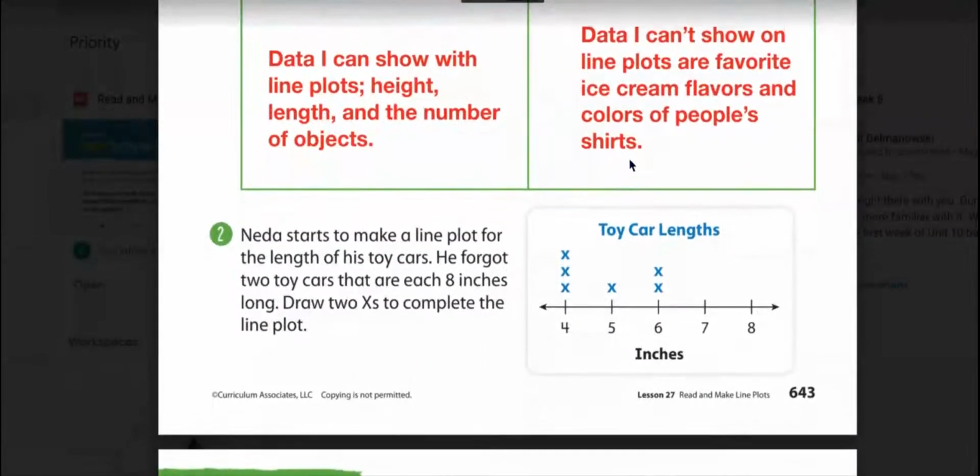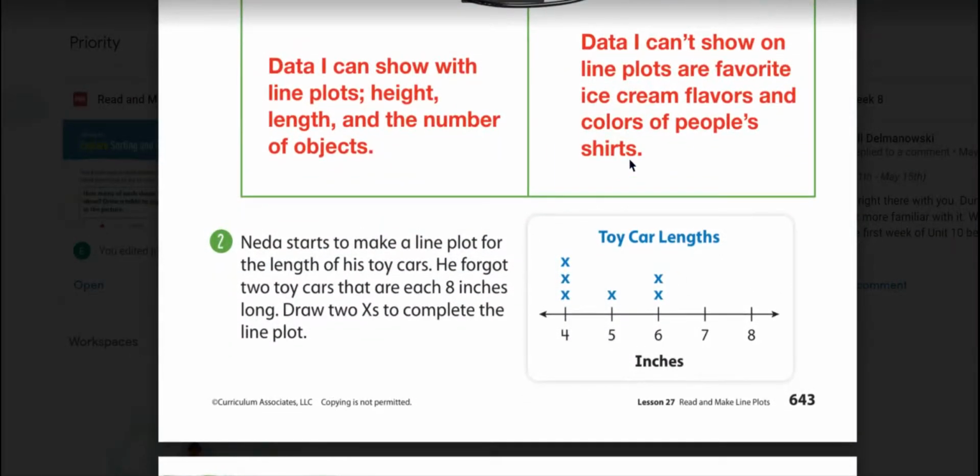All right, and I have the last problem for you, number 2. Nidia starts to make a line plot for the length of his toy cars. He forgot 2 toy cars that are 8 inches long. Draw 2 X's to complete the line plot. All right, my friends, this is your exit ticket. Go ahead and reread that problem, and I'd like you to complete this line plot.